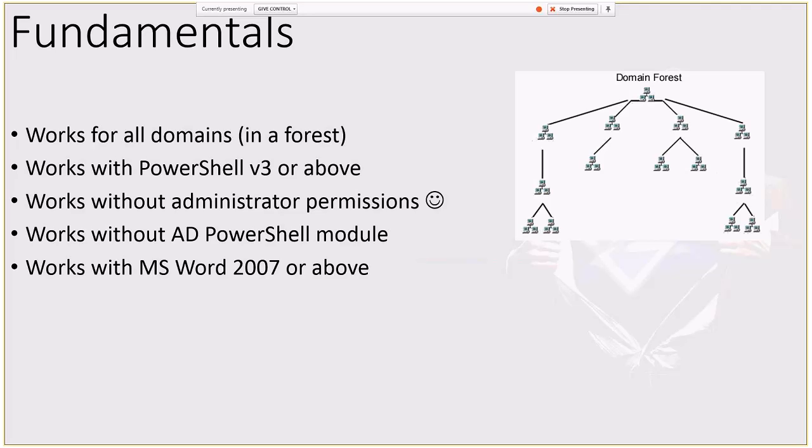It works with PowerShell v3 or above. Why not v2? My checks will work with PowerShell version 2. That's not a problem. But for the word generation, we decided we wanted functionalities that only v3 offers. So that's why v3 is a requirement.